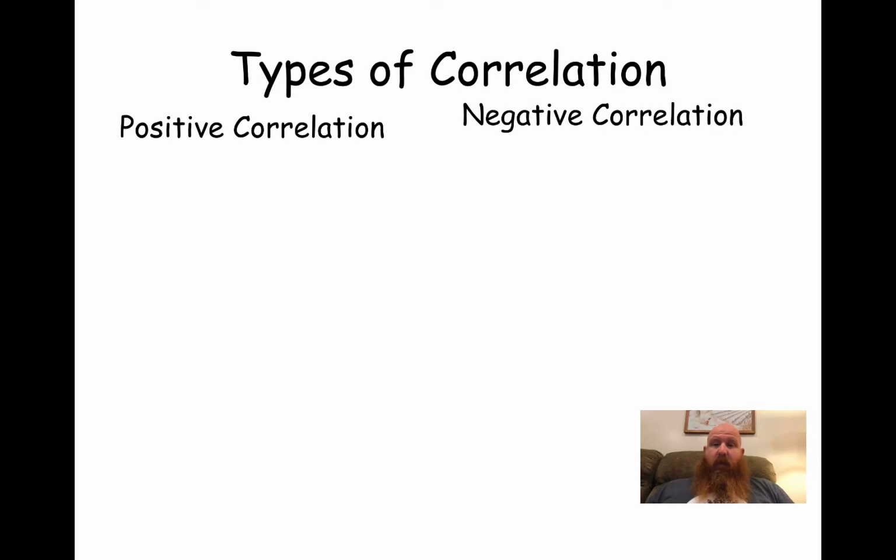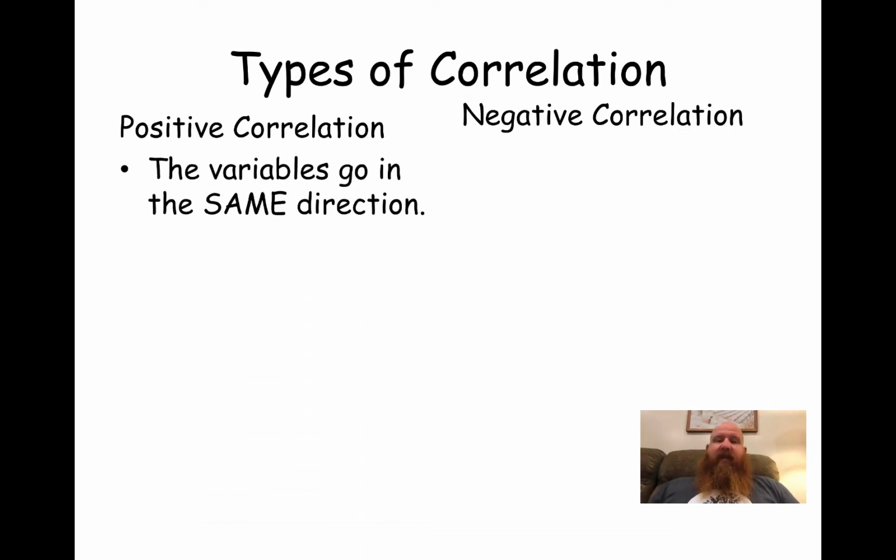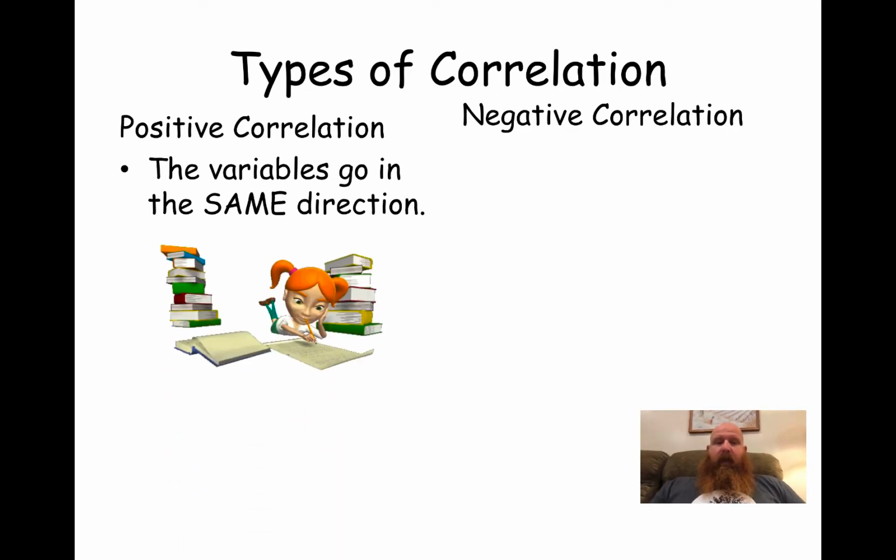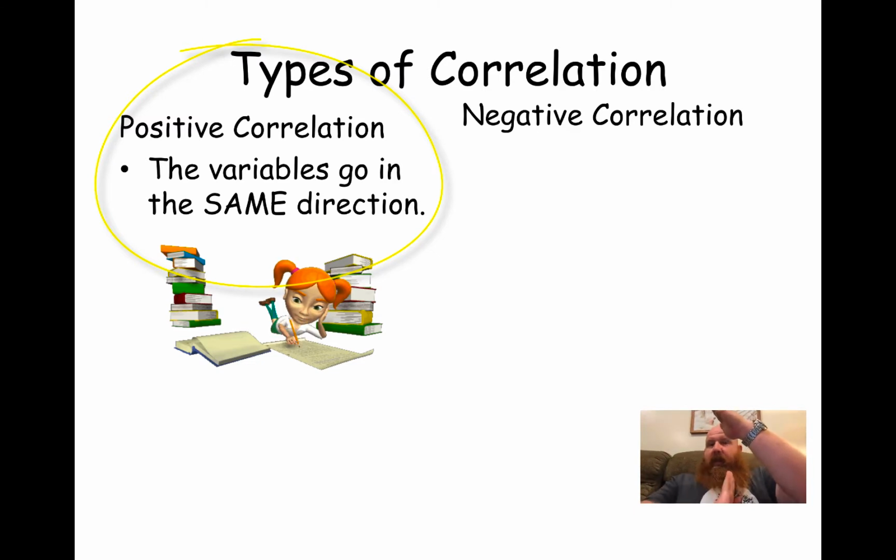There's positive correlation and negative correlation. This is kind of a graphing type thing, but essentially the variables in positive correlation go in the same direction. An example might be studying. The more time you spend studying, the higher the grade. If you're graphing a bunch of different plots, what you'll see is the more time you spend studying, the higher your grade is. Or the other way, the less time you spend studying, the lower your grade is.